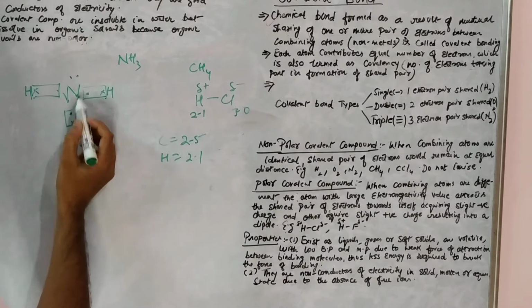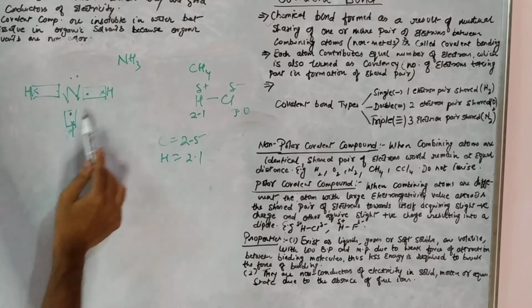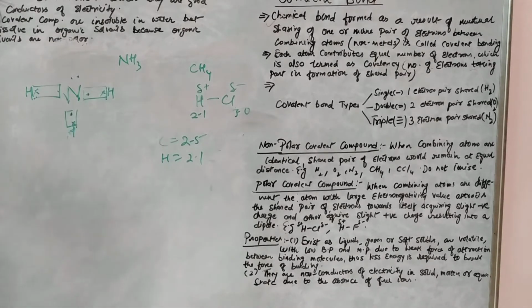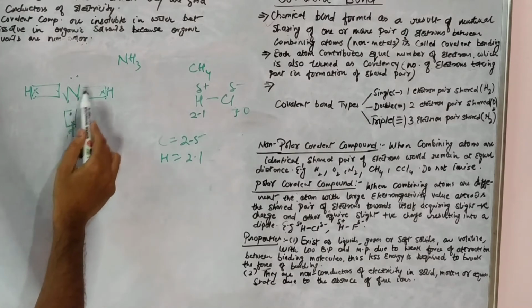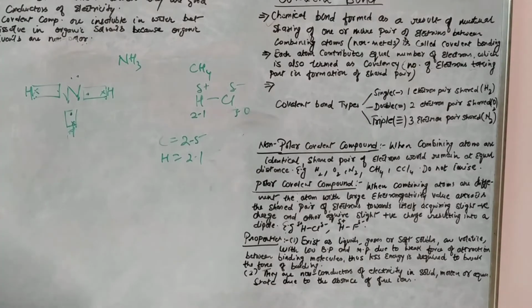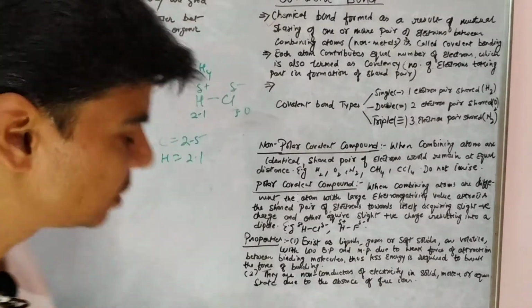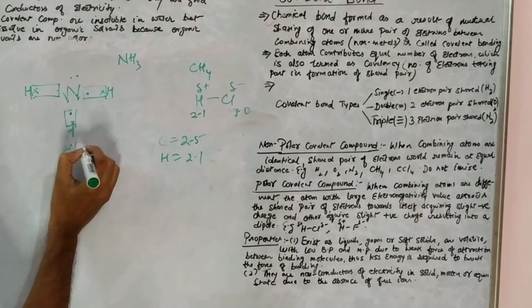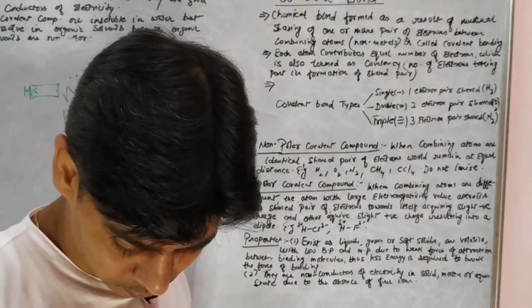Similarly, for nitrogen, if we check, 1, 2, 3, 4, 5, 6, 7, 8, since all the 3 shared pairs belong to nitrogen as well. So all these atoms have acquired stability, and this ammonia molecule is a polar covalent compound because of the high electronegativity difference between hydrogen and nitrogen, right?